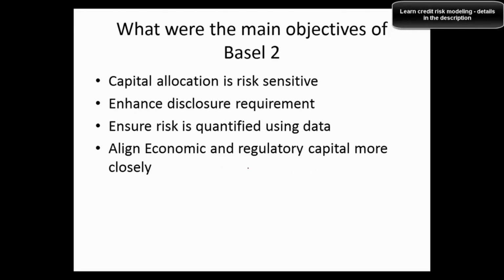So what are the main objectives in Basel 2? Capital allocation is risk sensitive. That was something that was recognized, and recognized in a much more detailed way than Basel 1. It also emphasized enhancing disclosure requirements, something that was missing in Basel 1. It also tried to ensure that risk is quantified using data, something that was also missing in Basel 1, where use of data in terms of quantifying risk wasn't given that much importance, and it was emphasized more in Basel 2. It also ensured that everything aligned with economic and regulatory capital more closely.